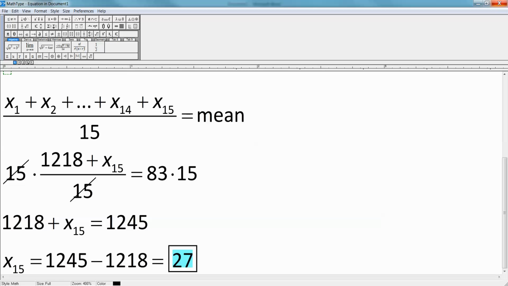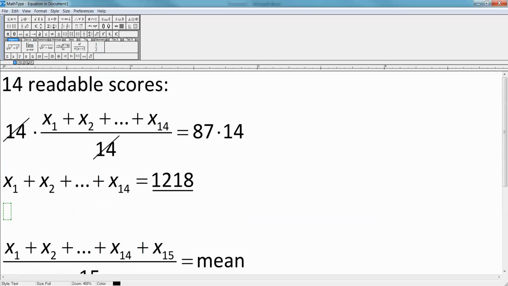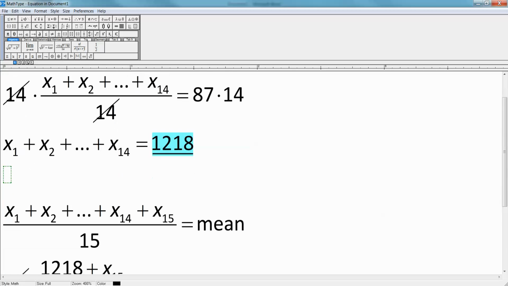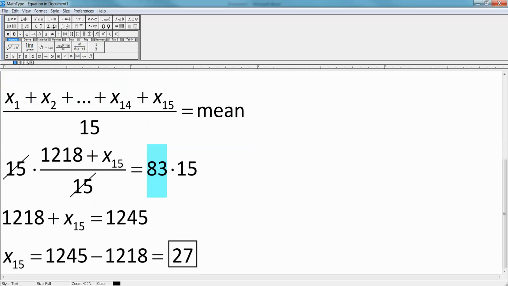And that's how you find that. It's a little bit complicated. You take your first 14 scores that you know, and you say, if I added them up and divided by 14, that would get me the average that I know, 87. You multiply both sides by 14 and find out that the sum is 1218 or whatever it is for your problem. Then for the 15, I would add them up and divide by 15 and set it equal to the other mean that they gave me, the mean of the actual exam. Substitute in the numbers I know, the one I found up here, 1218, multiply both sides by 15, and then subtract the 1218 or whatever it might be in your problem, and you'll find the missing exam score.